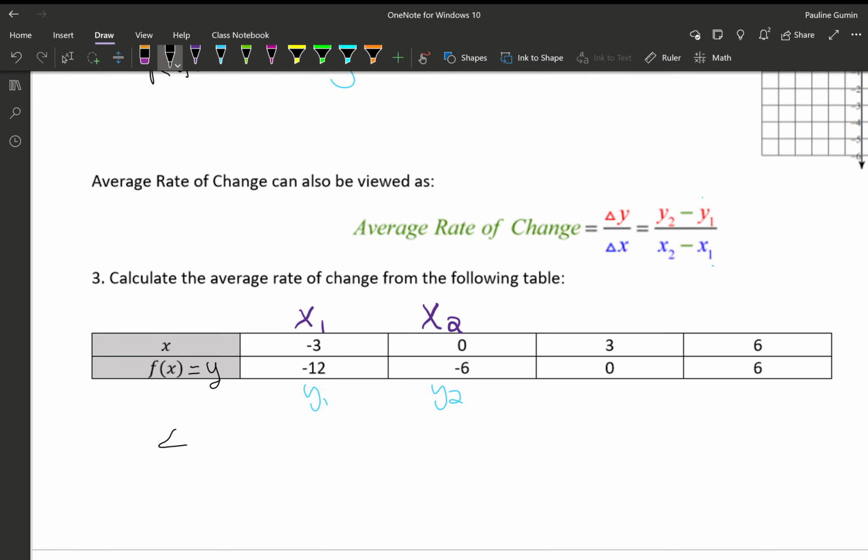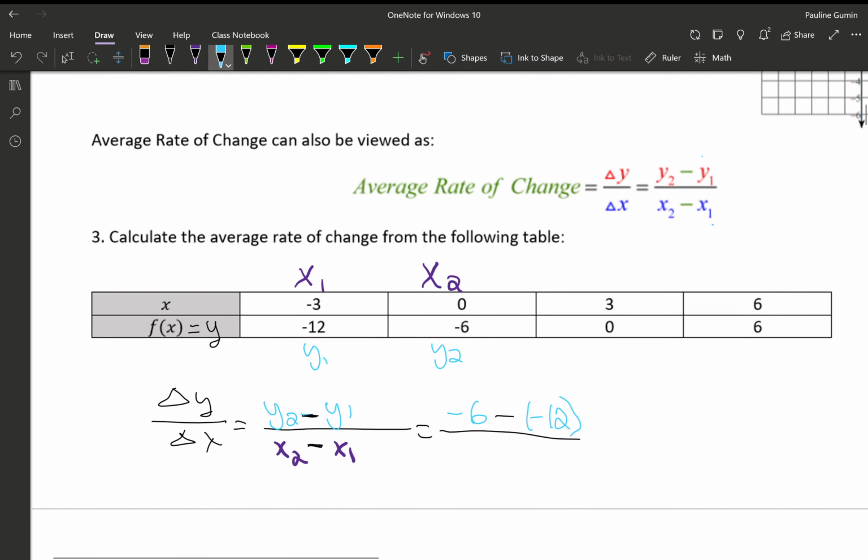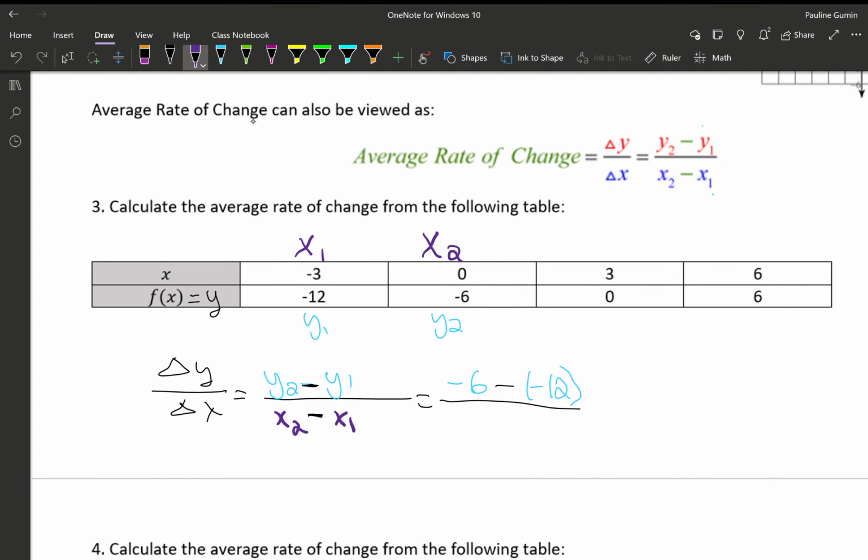All right, let's do this. Change in y over change in x. So to find the changes in y's, we do y2 minus y1, and then x2 minus x1. All right, so my y2 is negative 6 minus y1 is negative 12. For the x's, I have 0 as x2 minus my x1 is negative 3.